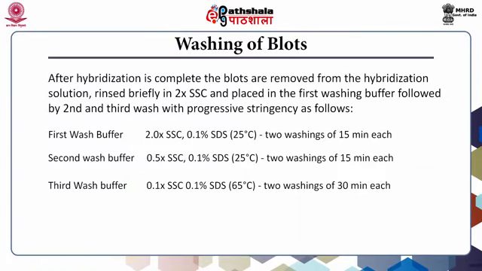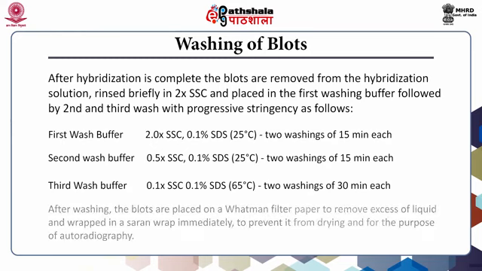After this, there are different washing steps with progressive stringency. Stringency washes are performed after hybridization to remove unbound probe, controlled by salt concentration, surfactant concentration, temperature and duration of the wash. After washing, the blots are placed on Whatman filter paper to remove excess liquid and wrapped in saran wrap immediately to prevent drying and for the purpose of autoradiography.